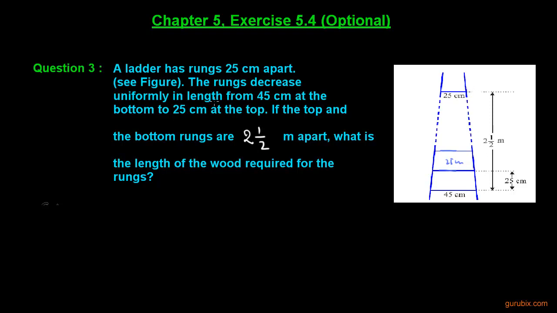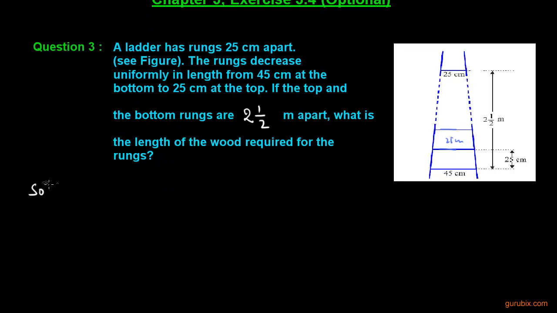It is also given to us that the rungs decrease uniformly in length from 45 centimeters at the bottom to 25 centimeters at the top. So we have to calculate the length of the wood required for the rungs. Let us see how to solve this question.